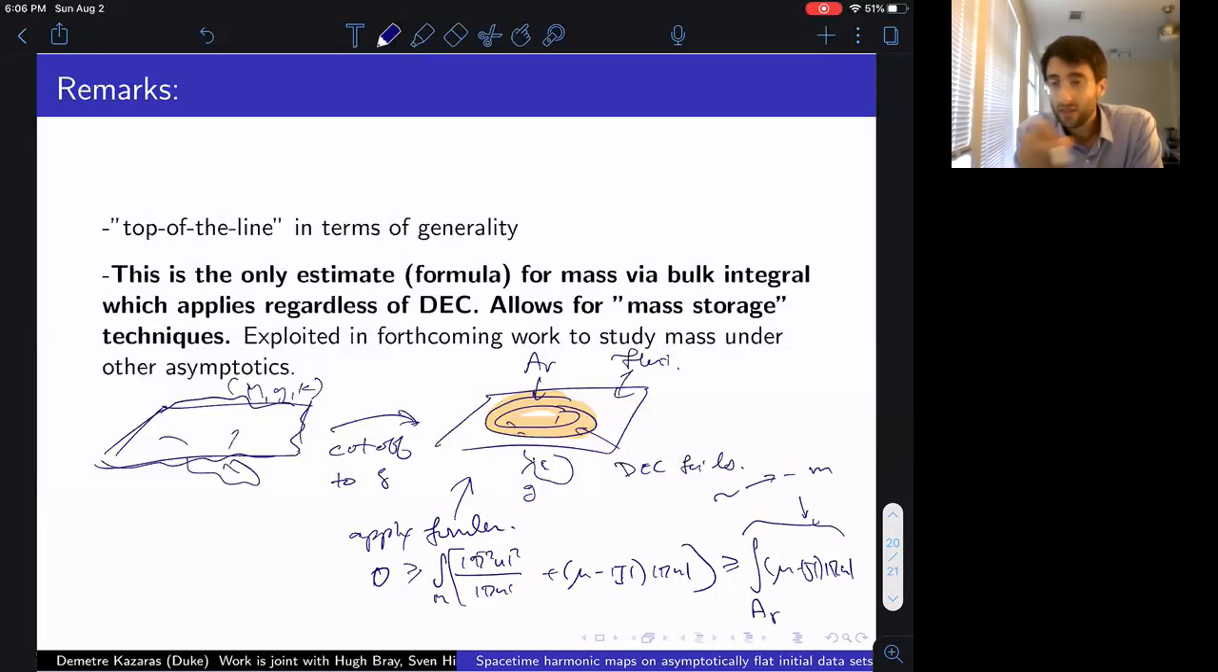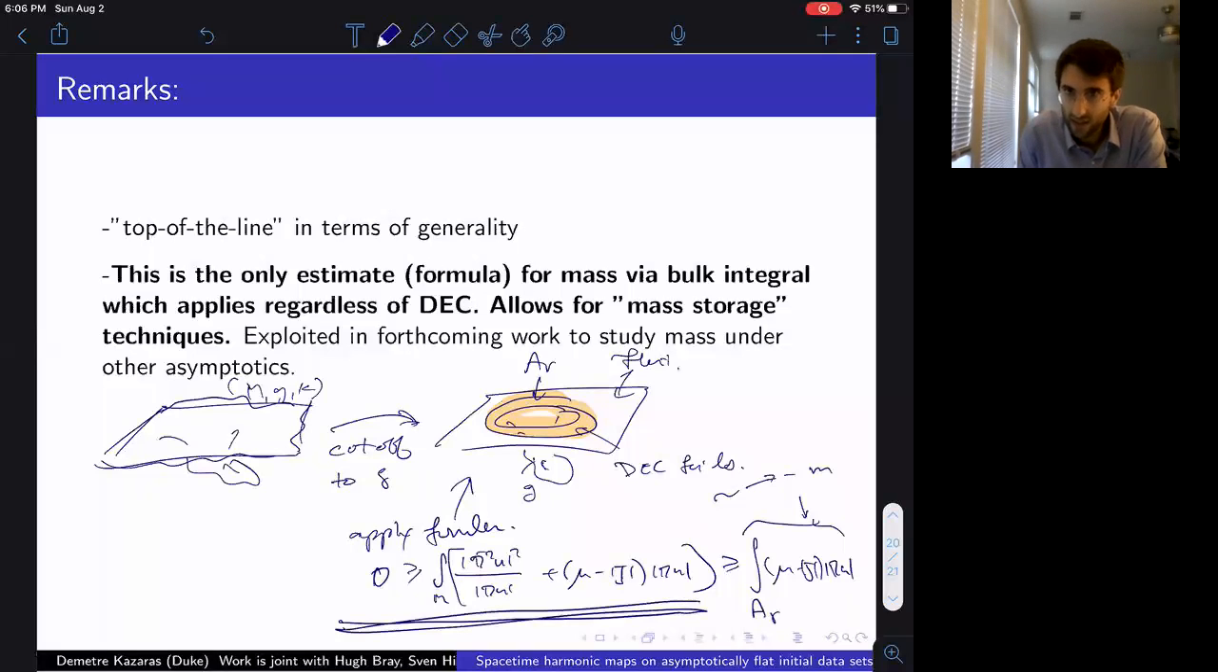But the point I want to emphasize here is that since we can get a formula for mass without the dominant energy condition, which is a novel aspect of the theorem, you can see how mass is stored in a compact region using a construction like this. It's kind of a new idea. This is the subject of current work. You can use this idea to study the mass of different types of objects, not asymptotically flat, but other asymptotics. Okay, so that's what I want to emphasize about this work.